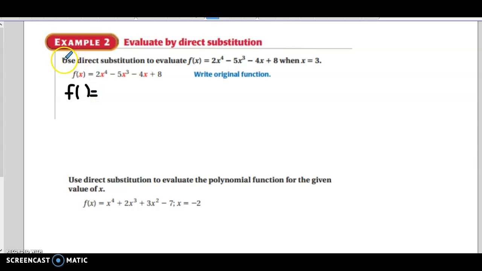So here I say I have an example. Use direct substitution to evaluate this polynomial when x equals 3. So literally, wherever I see an x in the polynomial, I'm now going to put a 3. So I'll go ahead and write this with blanks where the x's are.